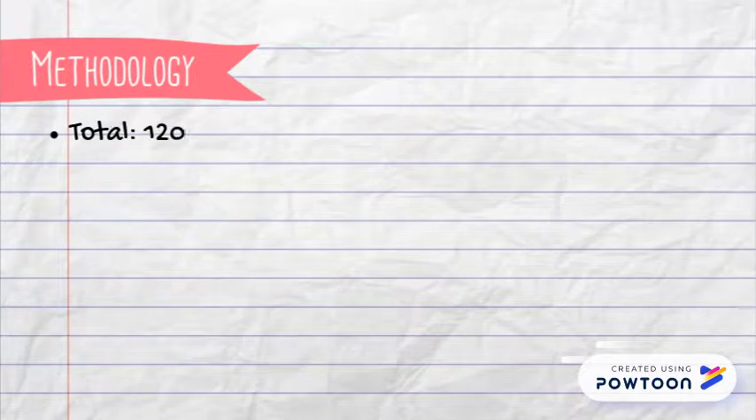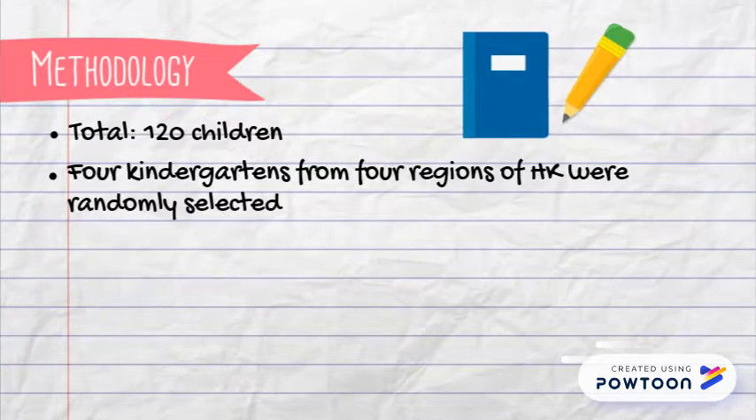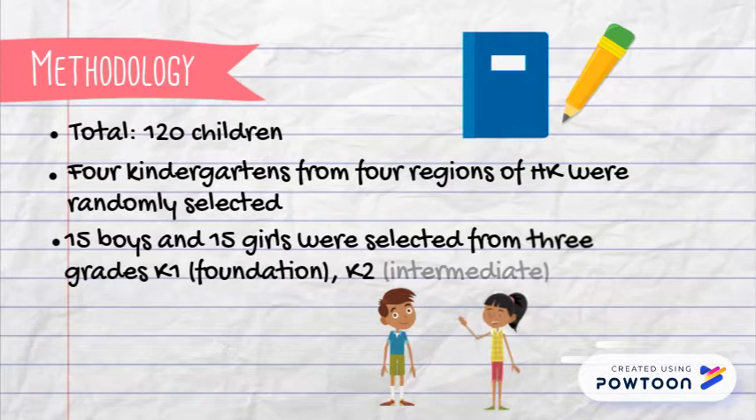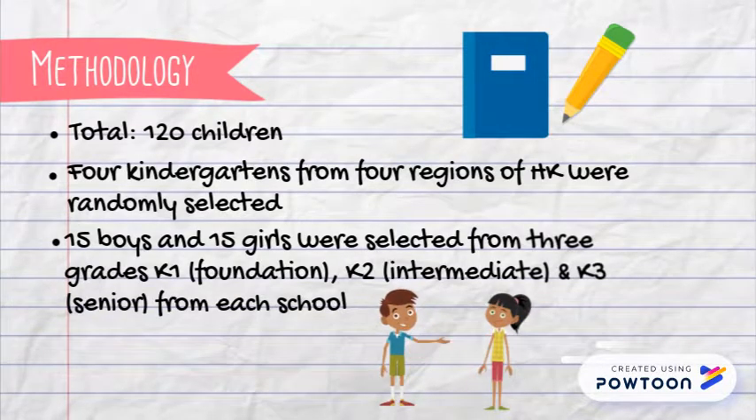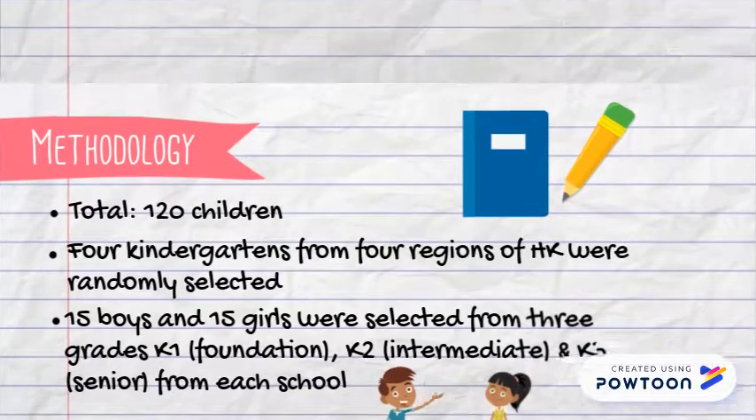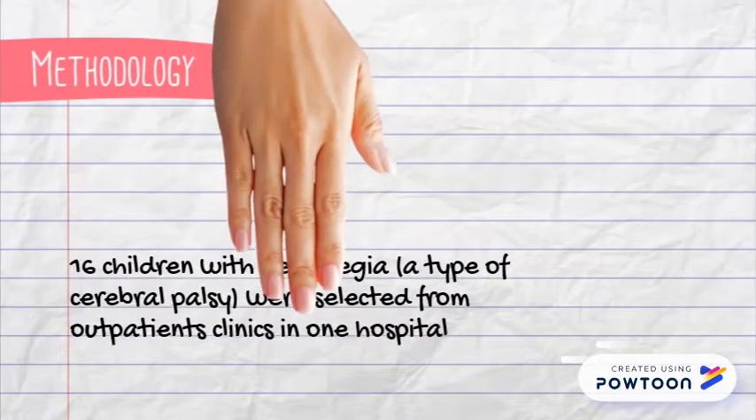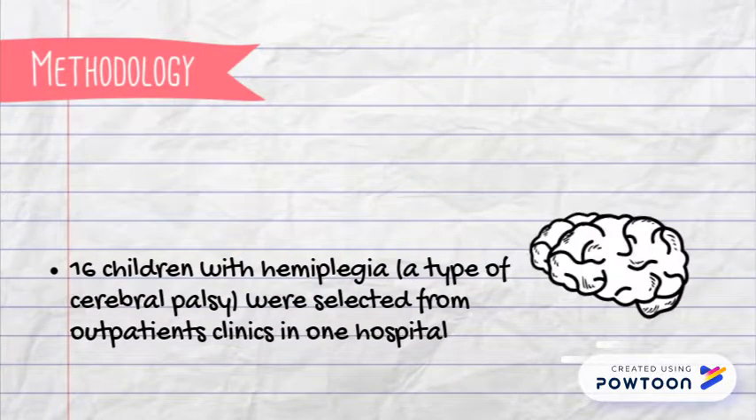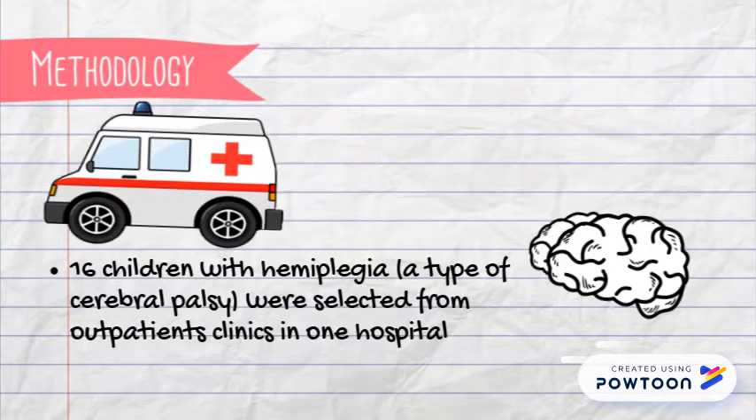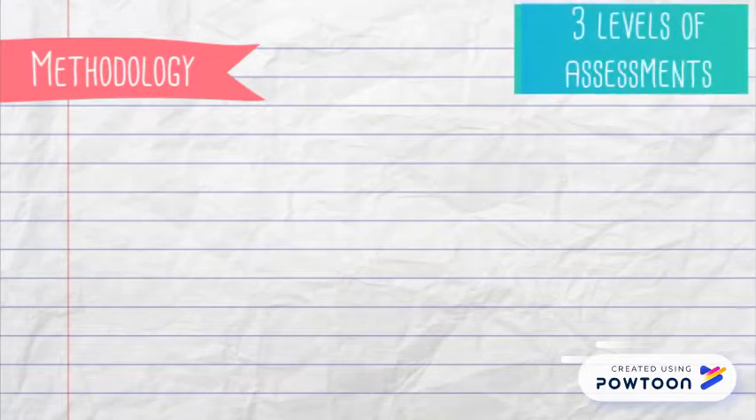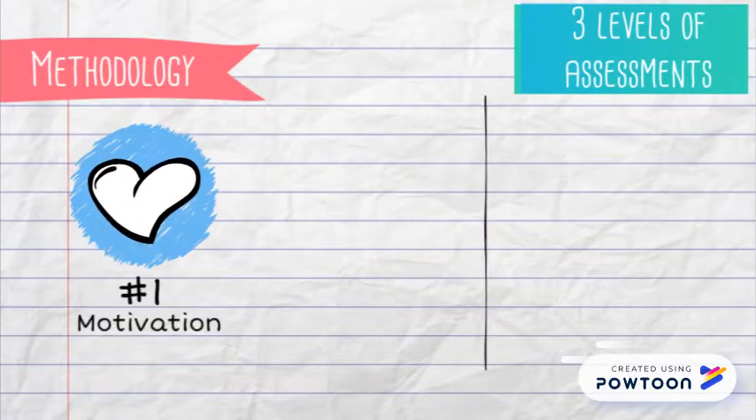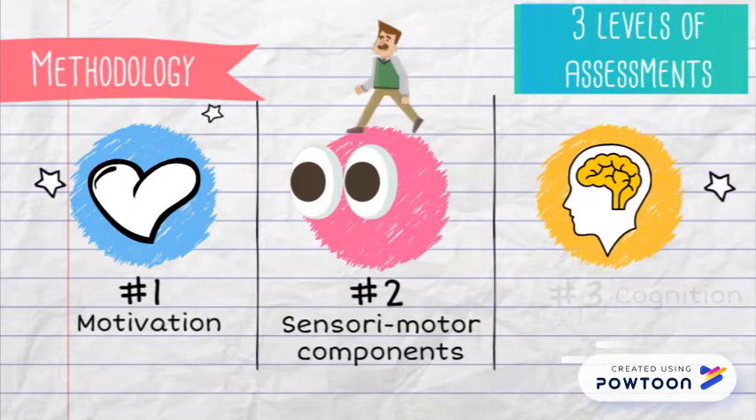120 kindergarten children participated. 4 kindergartens were randomly selected from 4 regions of Hong Kong. 15 boys and 15 girls were selected from 3 grades, including K1, K2, and K3, using stratified sampling method in each school. Also, the research involved 16 children with hemiplegia from outpatient clinics in one hospital by convenience sampling. All the participants joined the 3 levels of assessments, which are the motivation, sensory motor components, and connection.